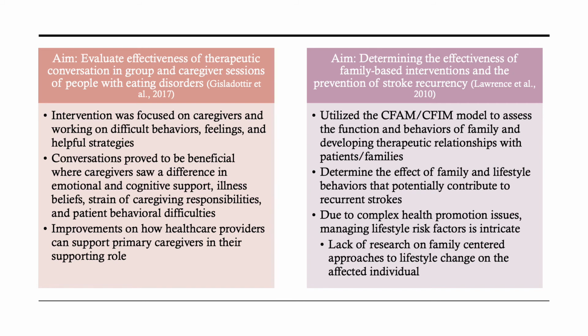The next research project's aim was to determine the effectiveness of family-based interventions in the prevention of stroke recurrence. This utilized the CFAM-CFIM model to assess the function and behaviors of family and develop therapeutic relationships among patients' families and the respective healthcare provider. It determines the effective family and lifestyle behaviors that potentially contribute to recurrent strokes. But unfortunately, due to complex health promotion issues, managing these lifestyle risk factors is intricate. This article showed that there is a lack of research on family-centered approaches to lifestyle change for the affected individual.